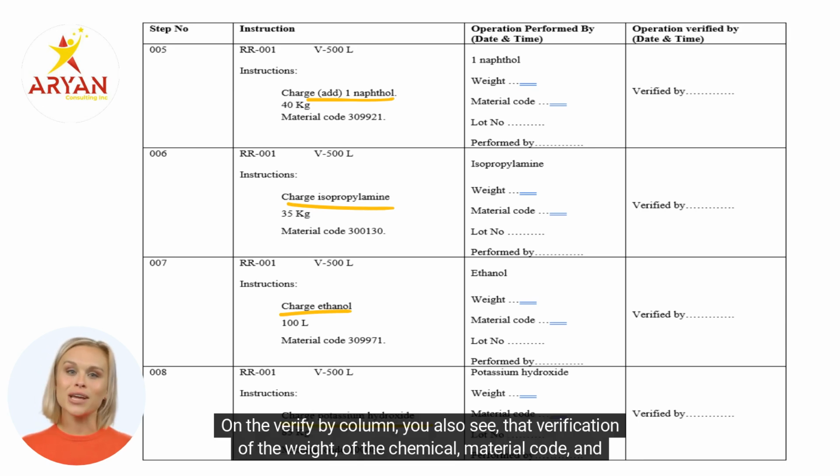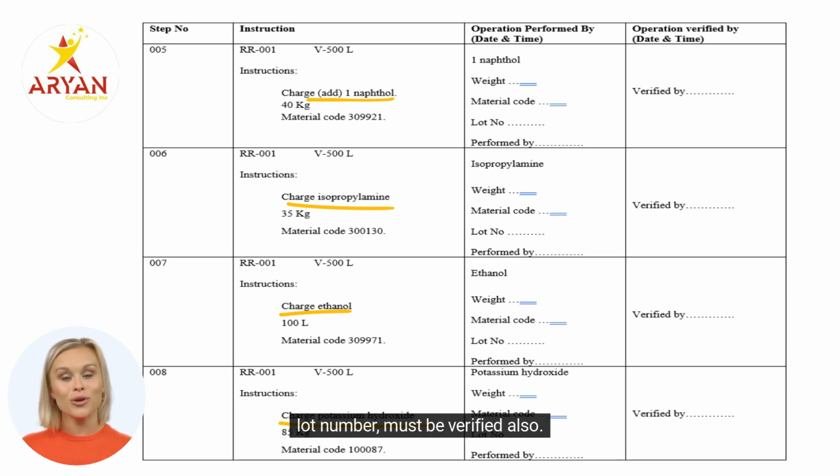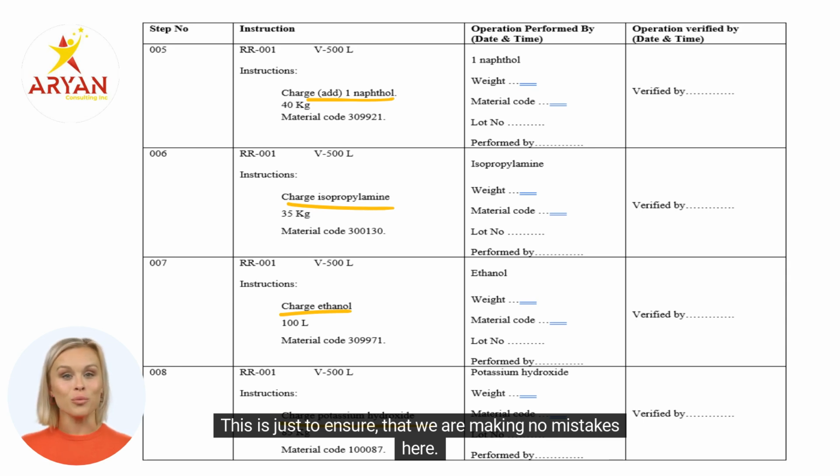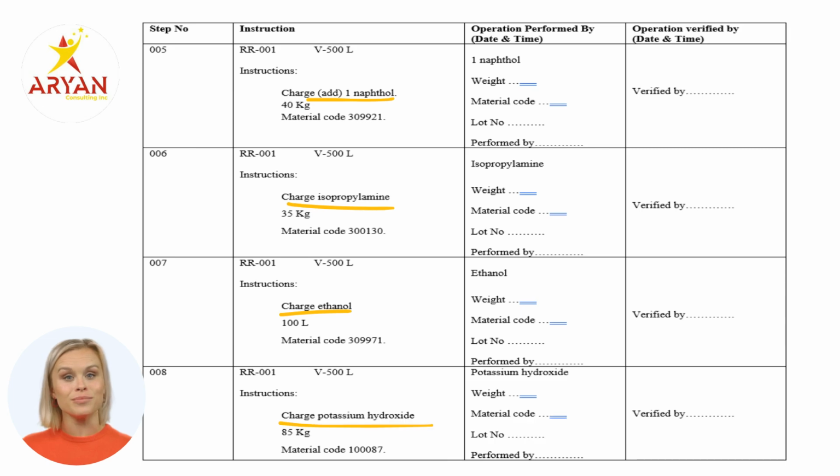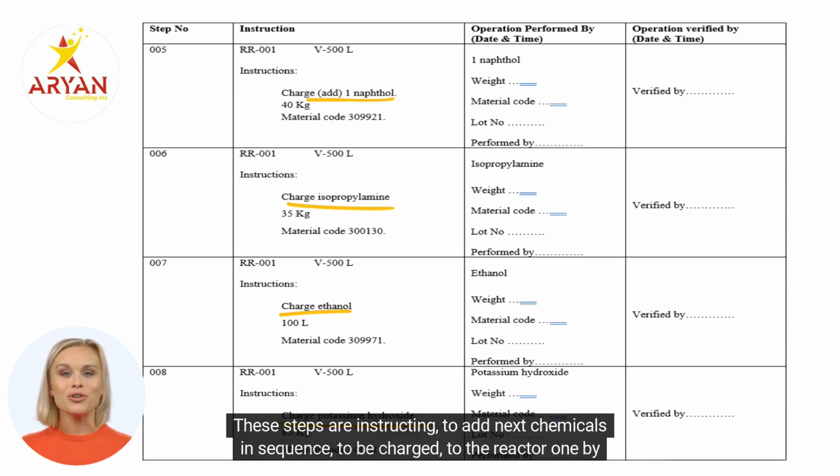In the Verify By column, you also see that verification of the weight of the chemical, material code, and lot number must be verified also. This is just to ensure that we are making no mistakes here. If you look at steps 6, 7, and 8, these steps are instructing to add the next chemicals in sequence to be charged to the reactor one by one.